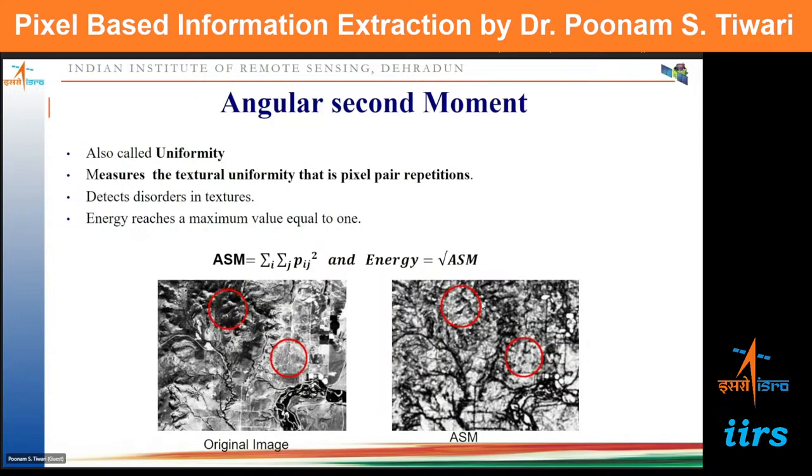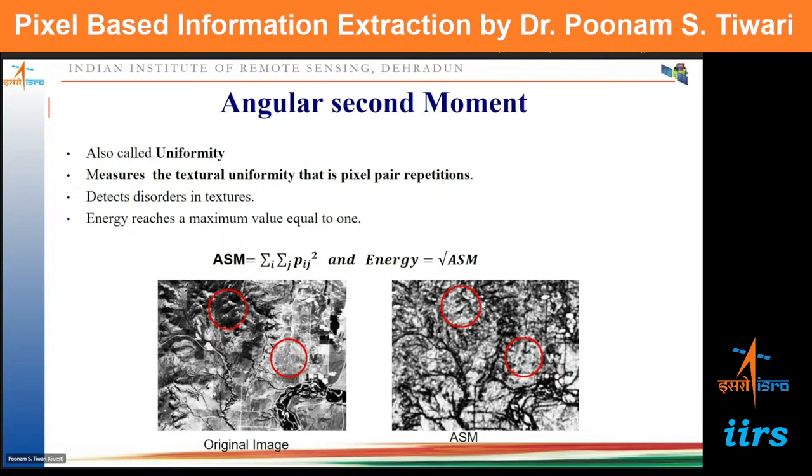So I'm going to describe some of these second order texture features. One of them which is very important is angular second moment. It is also called uniformity. It measures the textural uniformity, that is, pixel pair repetition. So how a pair of pixels is repeating. It detects disorders in texture, and energy reaches a maximum value equal to 1. So the value is from 0 to 1. You can see the original image and the angular second moment of the same area.